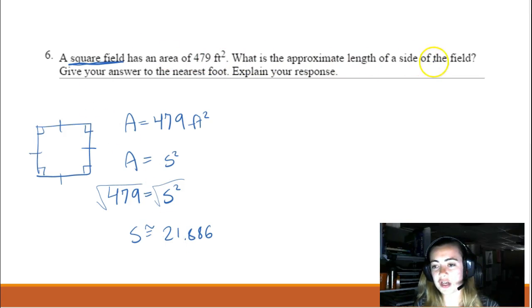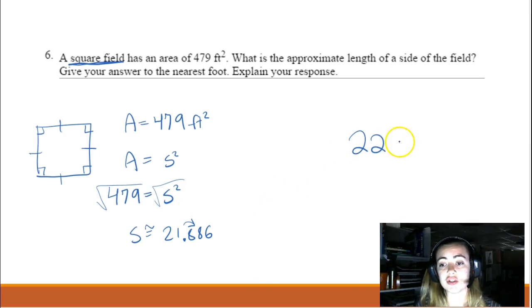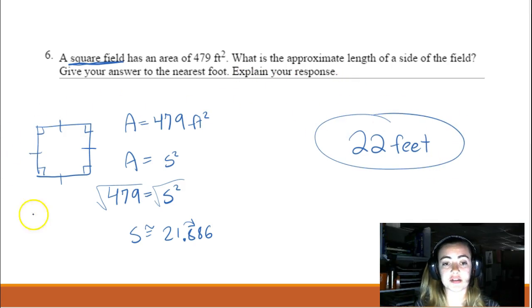So we answered the first couple sentences here. Now it says give your answer to the nearest foot. This is not to the nearest foot, so let's think, where do we round? Well, we want to end right here, so we look at the next digit, which is 8. That means we're going to round up. So we round to 22 feet. Now it said explain our response. What we wrote when we showed our work, that is us explaining our response. So we've answered the question.